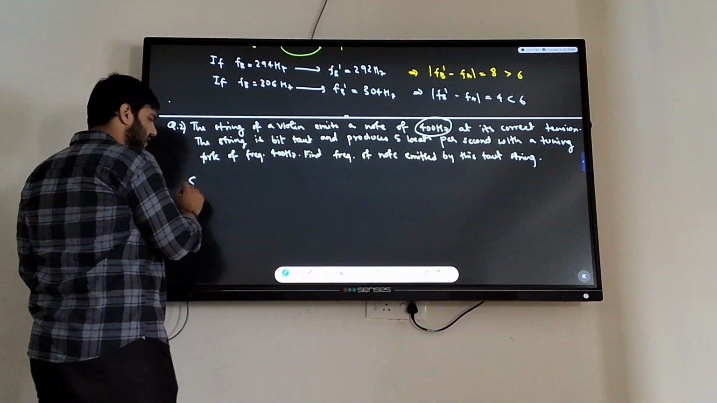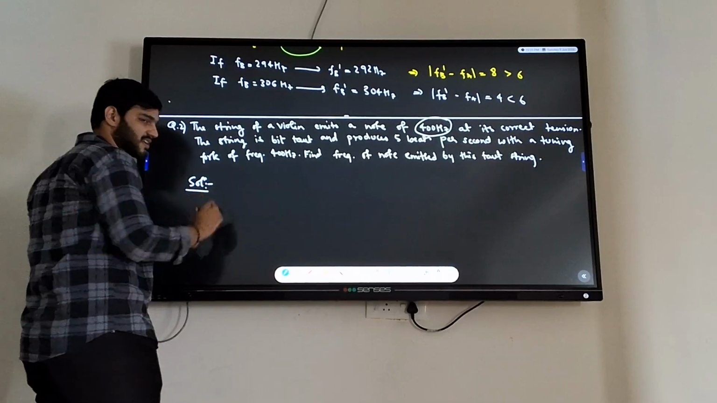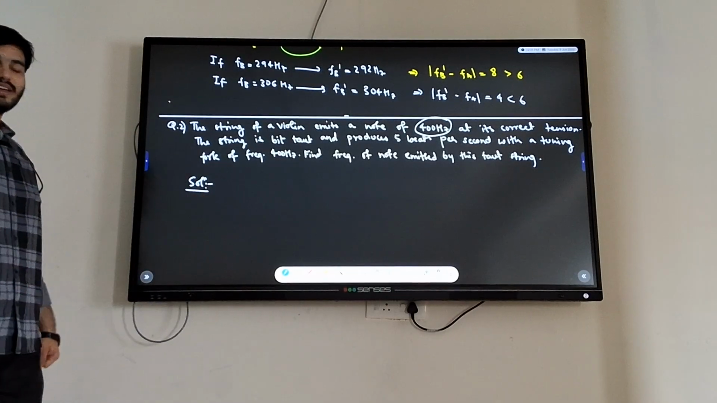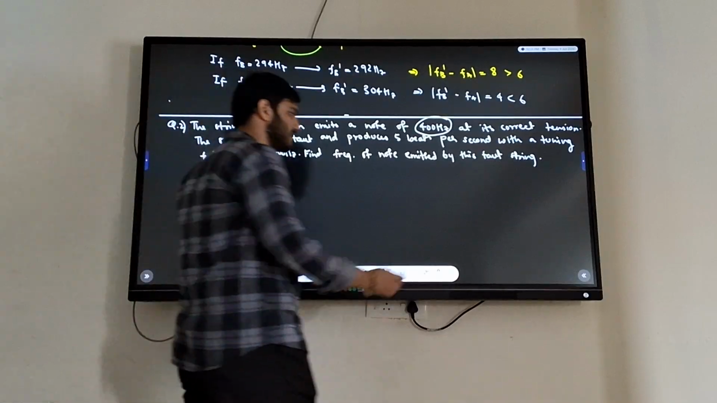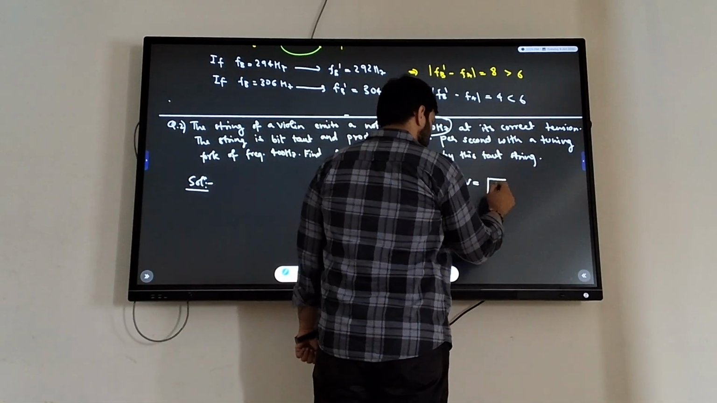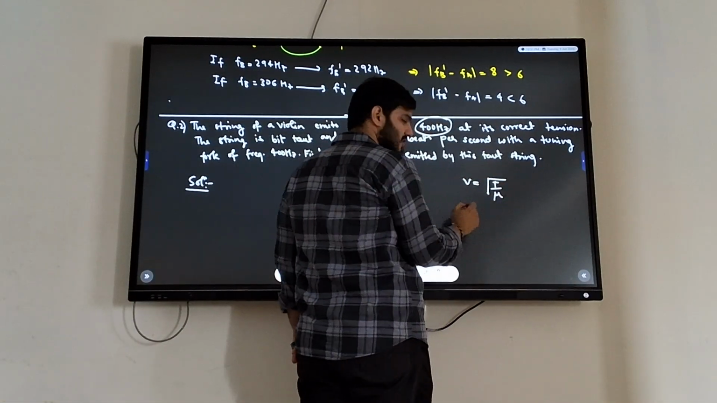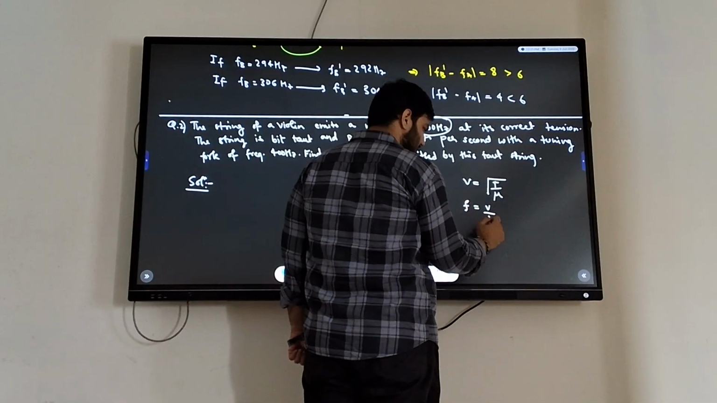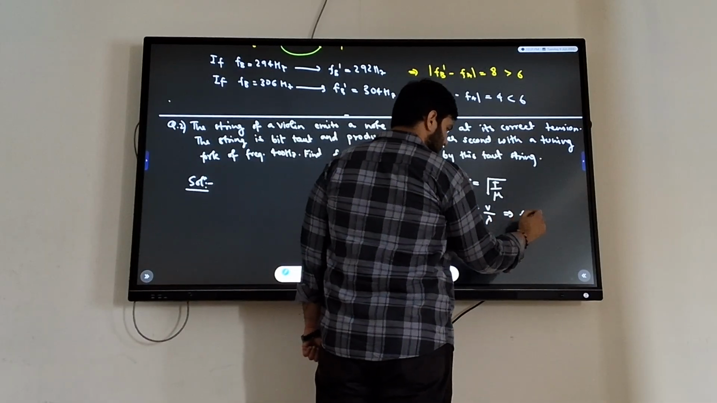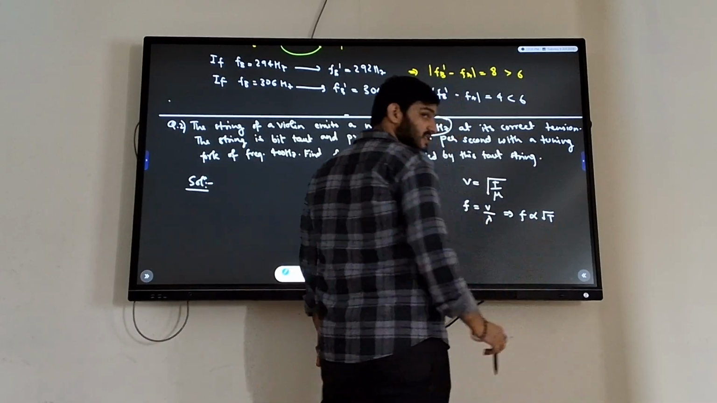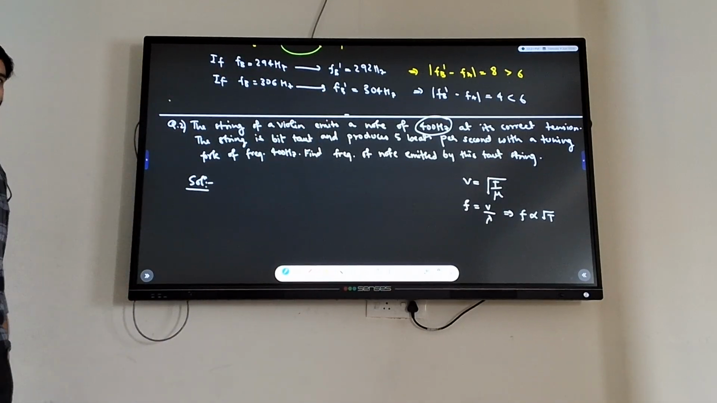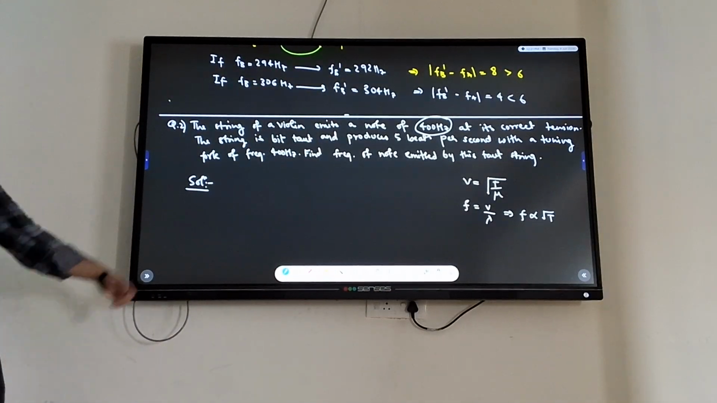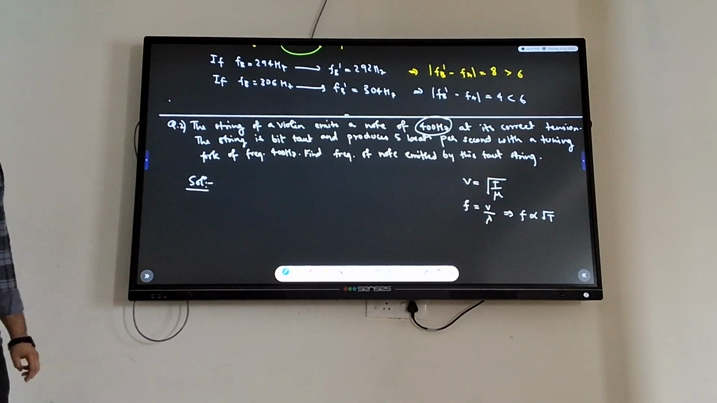So you have a violin, on that it has a string, a stretched string, and what is the velocity of a sound on a stretched string? Root T by mu. And what is the frequency given to be? V by lambda, that means frequency is proportional to root of T. So as the tension increases, the frequency should increase. This is what we have for violin at least.